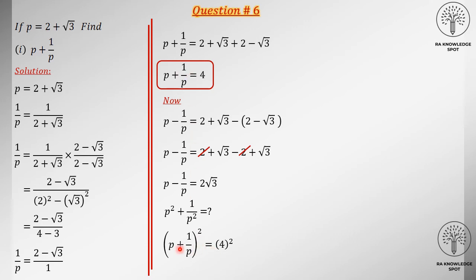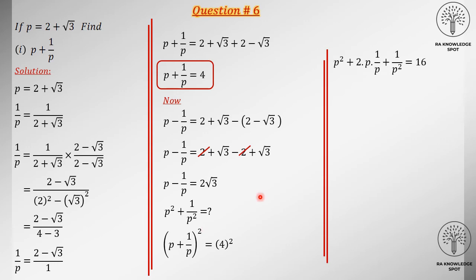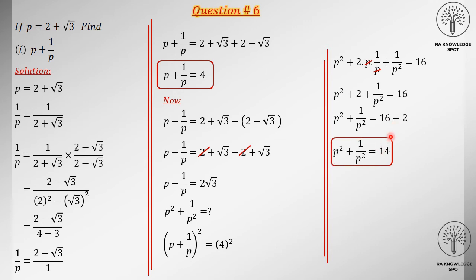Now we have to take the square on both sides. After applying the formula, this is p square plus 2p, 1 by p, plus 1 by p square is equal to 4 fours are 16. But this is the cancellation. Now we have to shift 2 to the other side, it will be negative, and you will get the answer, that is 14.